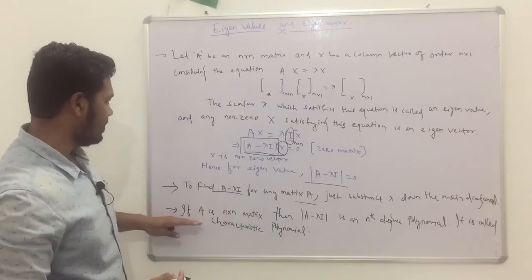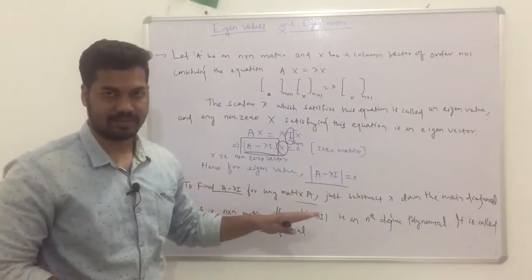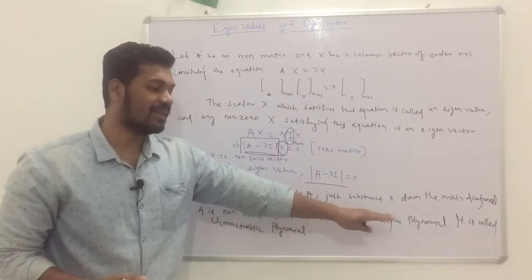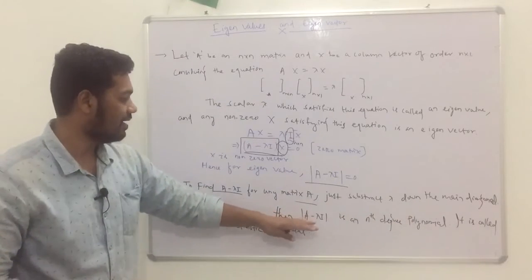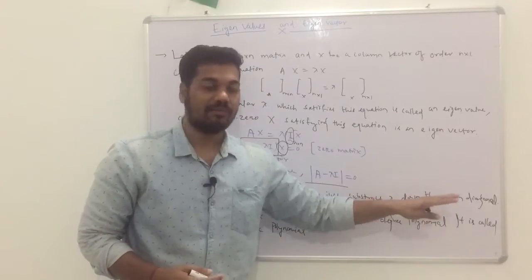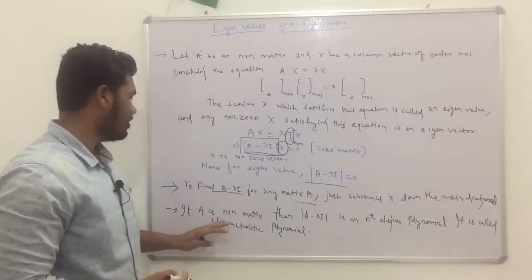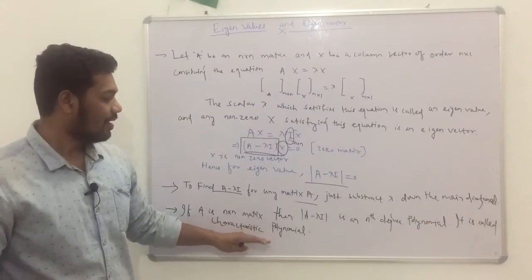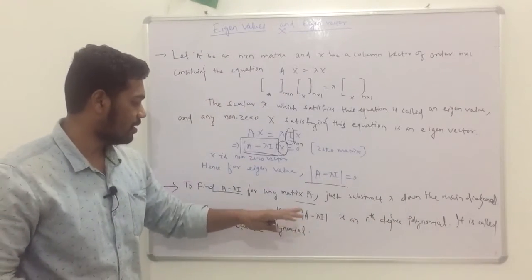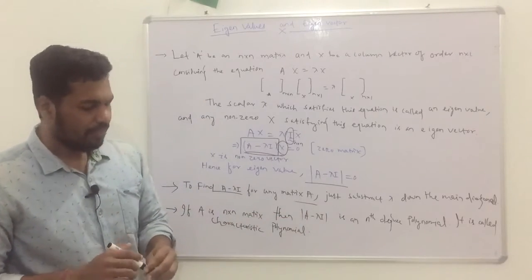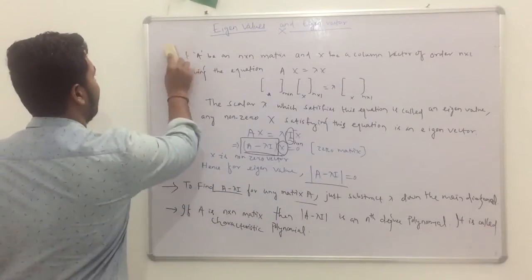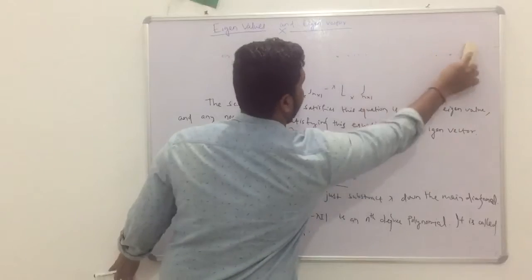The next concept is, if A is an n cross n matrix, then the determinant of A minus lambda I is an nth degree polynomial. Obviously, if you take the determinant of A minus lambda I, you will get an nth degree polynomial. This nth degree polynomial is called the characteristic polynomial of the matrix A. So we will understand all these concepts by taking a very simple example.